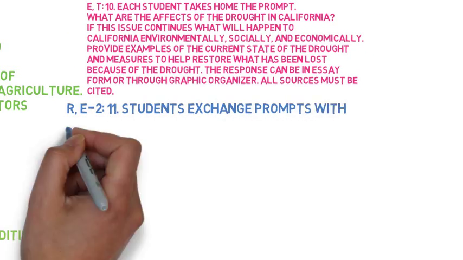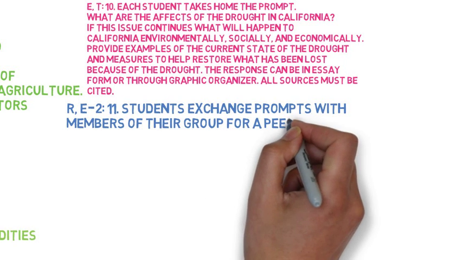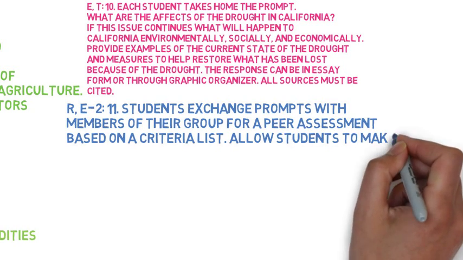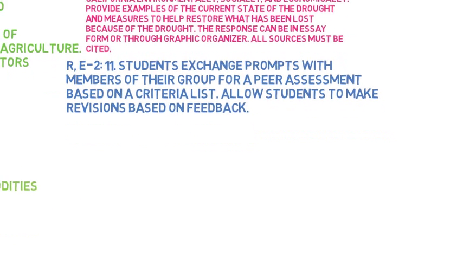Number 11. Students exchange prompts with members of their group for a peer assessment based on criteria lists. Allow students to make revisions based on feedback.